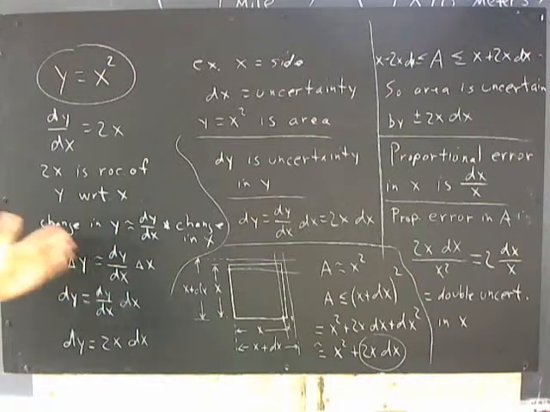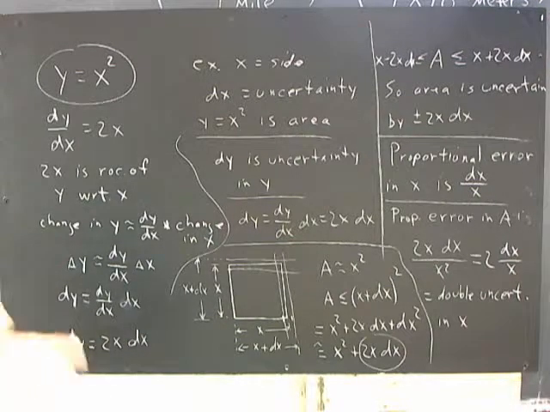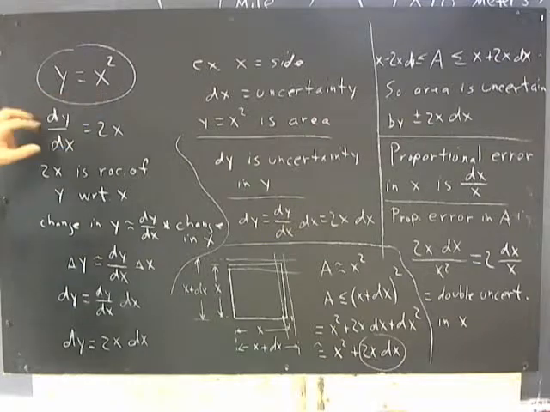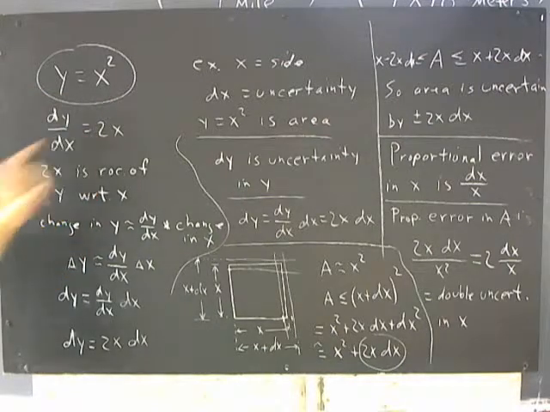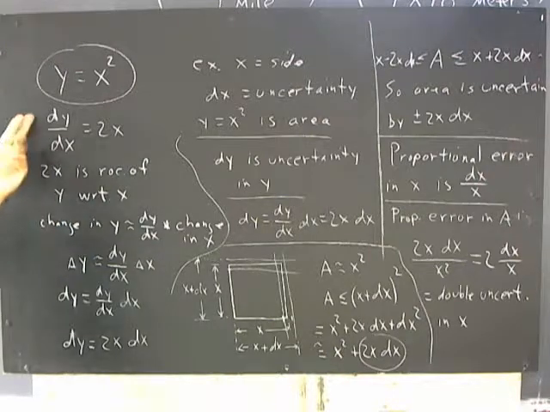Okay, from class last time, this is the same information I went over in class, but I'm going to go over it quickly now so you have reference to it. y equals x squared. If y equals x squared, then dy/dx equals 2x. What does that mean? Well, dy/dx is the instantaneous rate of change of y with respect to x.